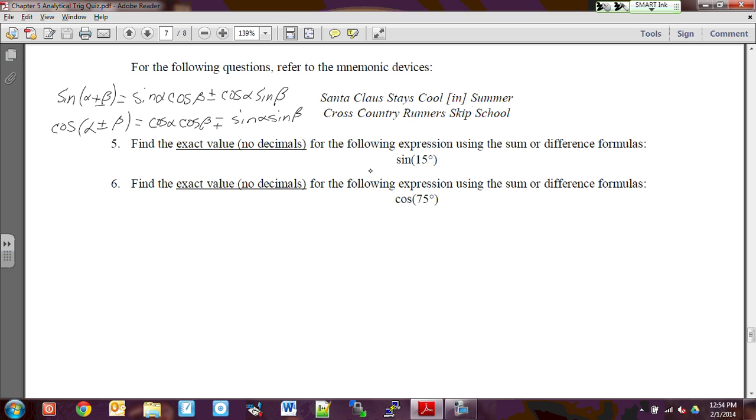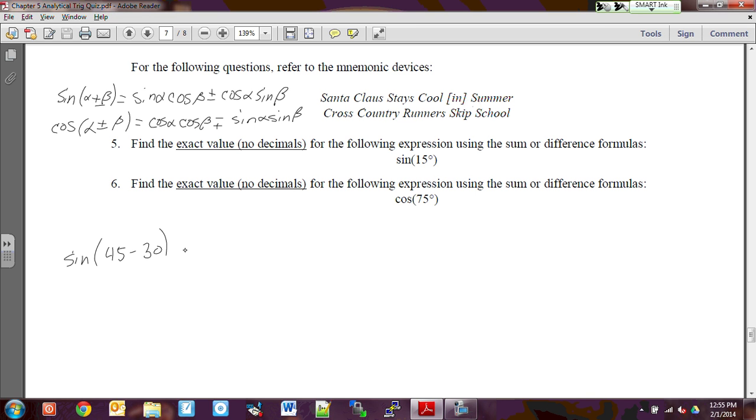We want to find the exact value, no decimals, for the sine of 15. So what we need to do is find two values that are on our chart at the top of this page. I'm not going to go back up to it right now. Two values that either add or subtract to give you 15. Well, the two values that will is 45 minus 30.